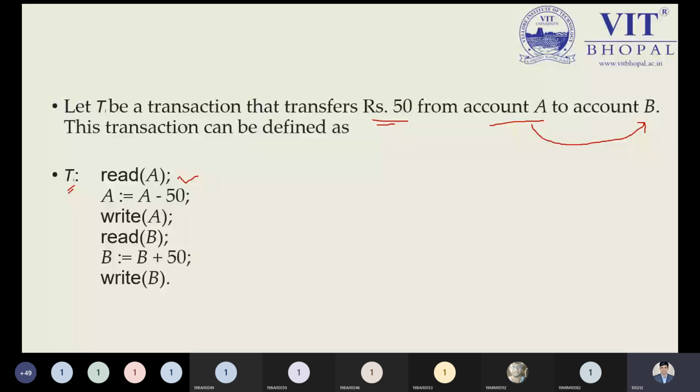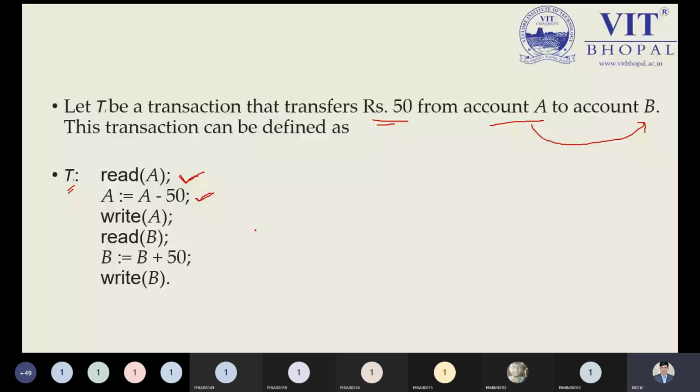So this is a necessary part. The first operation we are performing is read. It means we are reading some information from the database. So we are reading A. A is our item that belongs to our account. Now A's information will be deducted by 50 rupees according to this question, of course.